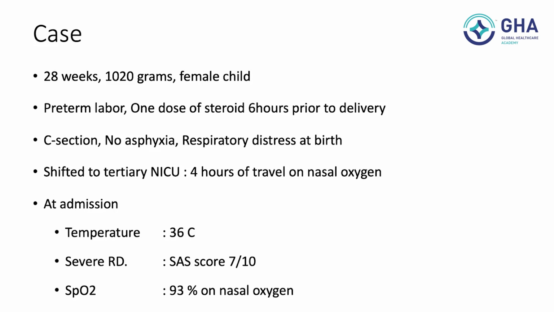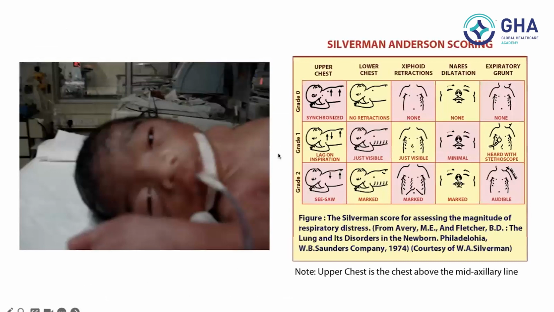And we assess the severity of respiratory distress using Silverman-Anderson score. In the subsequent slide, we'll look at the baby and how this baby was having severe respiratory distress. So the saturations were 93% on nasal oxygen. So that means he's maintaining good oxygen, but he has increased work of breathing as suggested by your Silverman-Anderson score. Now in the next slide, you will see this baby, and this Silverman-Anderson score is a very useful method to assess the severity of respiratory distress.